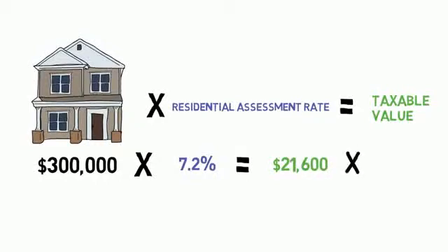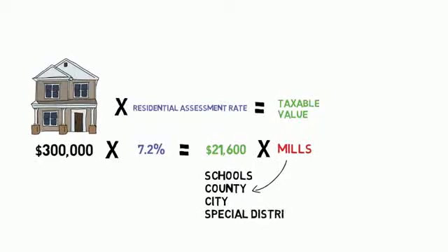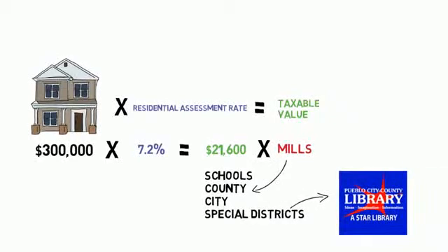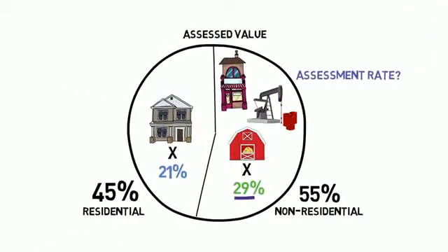That assessed value gets multiplied by your locally approved mills, some to the school district, some for the county and city, and some for special districts like your fire protection district and your library district. Gallagher set the assessment rate on most non-residential property in the Constitution at 29%. That set rate means that the assessment rate for residential property must fluctuate to maintain the roughly 45-55 ratio.